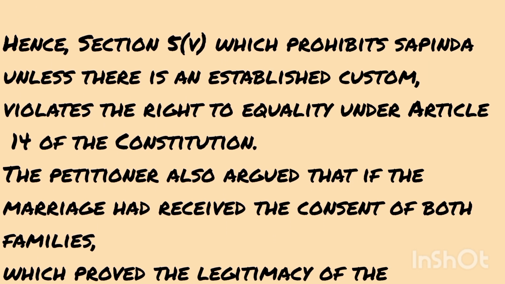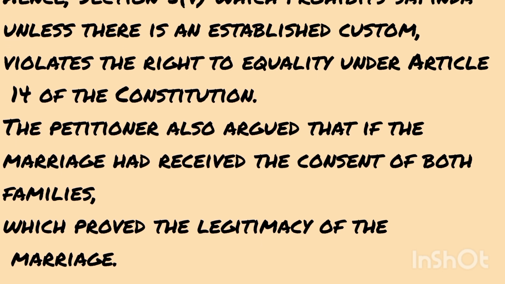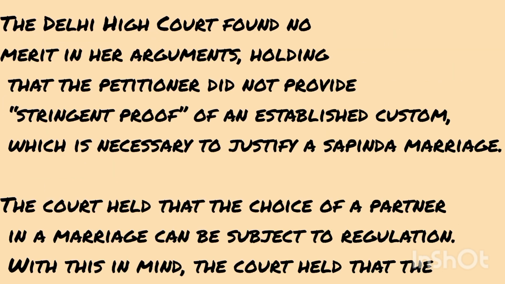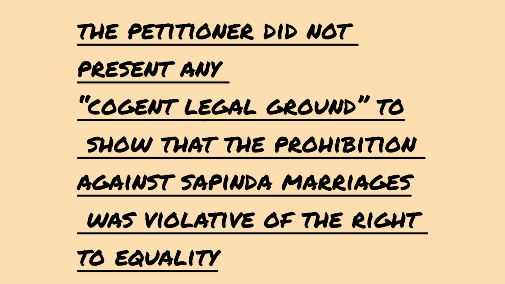The petitioner also argued that the marriage had received the consent of both families, which proved the legitimacy of the marriage. But the court found no merit in her argument, holding that the petitioner did not provide stringent proof of an established custom, which is necessary to justify a Sapinda marriage. The court held that the choice of a partner in a marriage can be subject to regulation. With this in mind, the court held that the petitioner did not present any cogent legal ground to show that the prohibition against Sapinda marriages was violative of the right to equality.